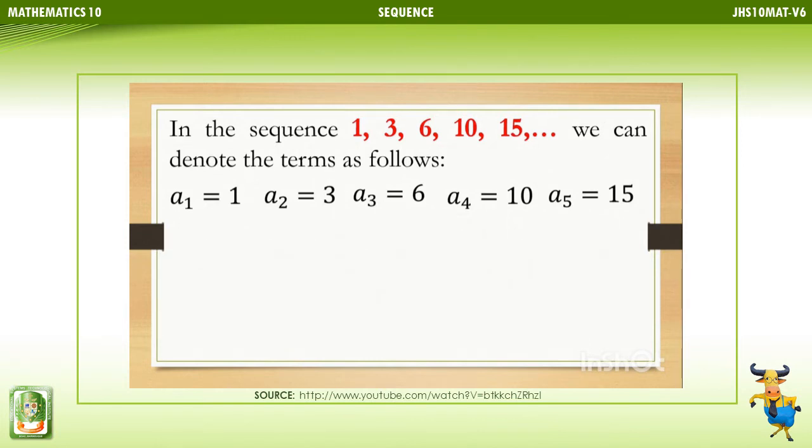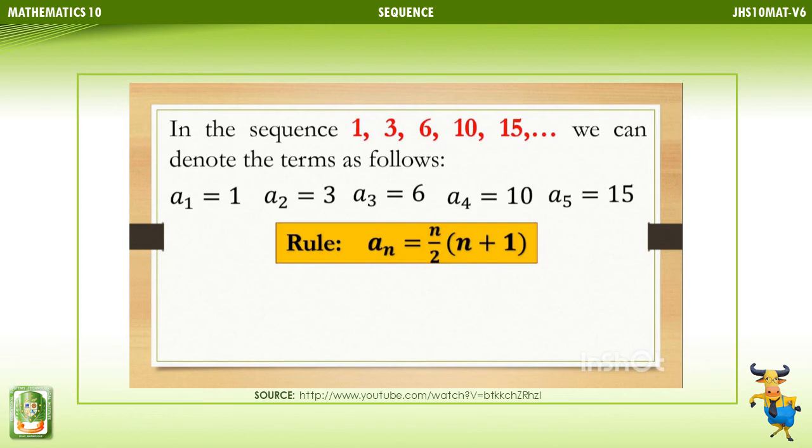Now, what if tinanong ka, what is the 20th term? What is the 19th term? So, paano natin siya kukunin? Diyan tayo gagamit ng general term o yung tinatawag nating rule. So, itong general term na to o rule, ito yung pwede natin gamitin para makuha natin yung mga susunod na terms, lalo na kung nasa malayo na sila.